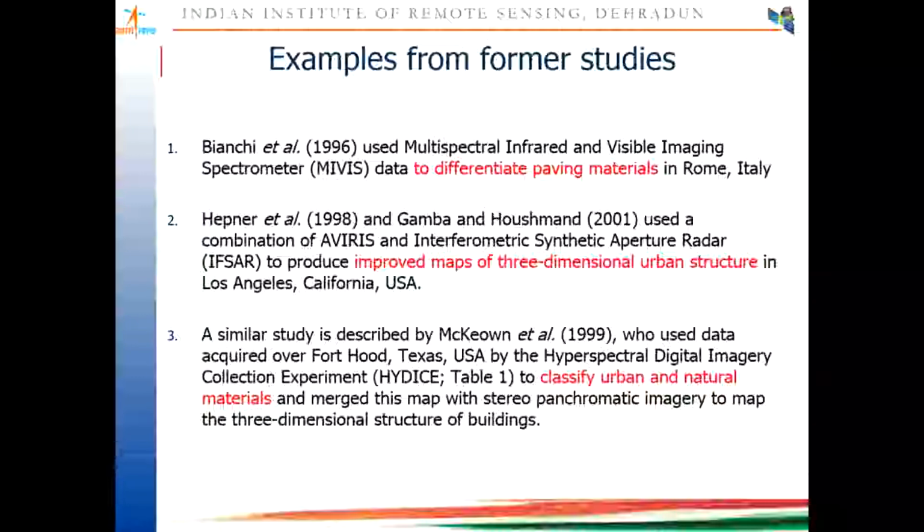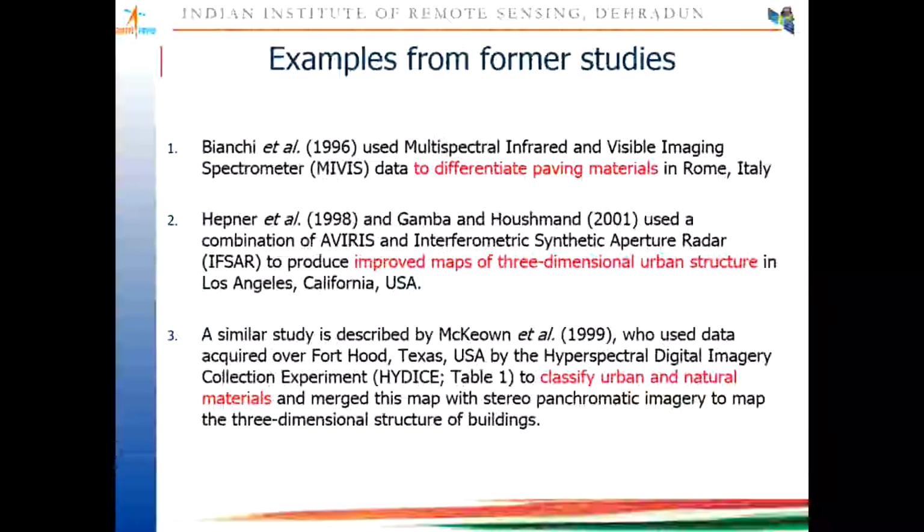Now, if you can see, Rome, Italy was an old city, and it was a planned city, so it was easier to differentiate the paving materials. However, in the Indian scenario, where organic growth is experienced in Indian cities, it would be rather difficult to understand and differentiate different paving and roof materials.